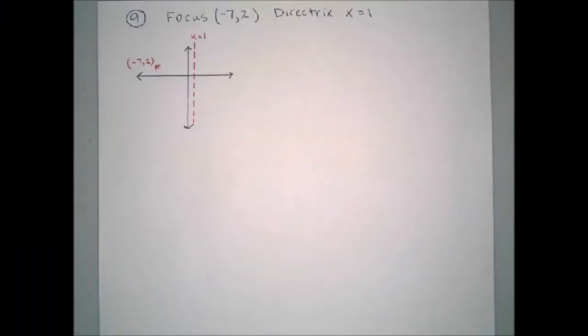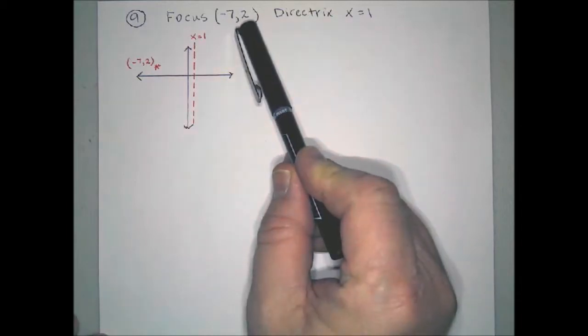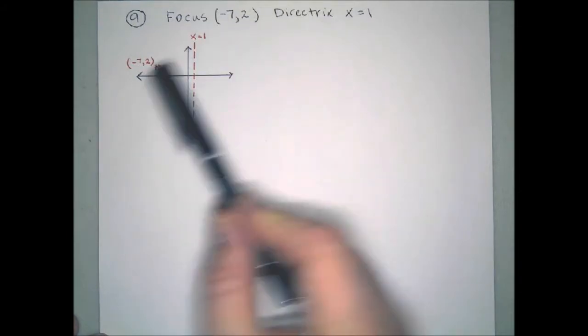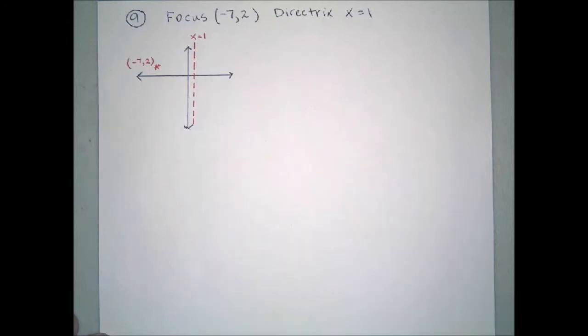For Unit 7, review number 1, I'm going to do some of the problems. They aren't going to be in any particular order. I just thought I'd start off with problem number 9. It's the problem that says we know what the focus is, -7, 2, so you can see I kind of already marked it. And we know the directrix is x equals 1, so again, I already marked that.